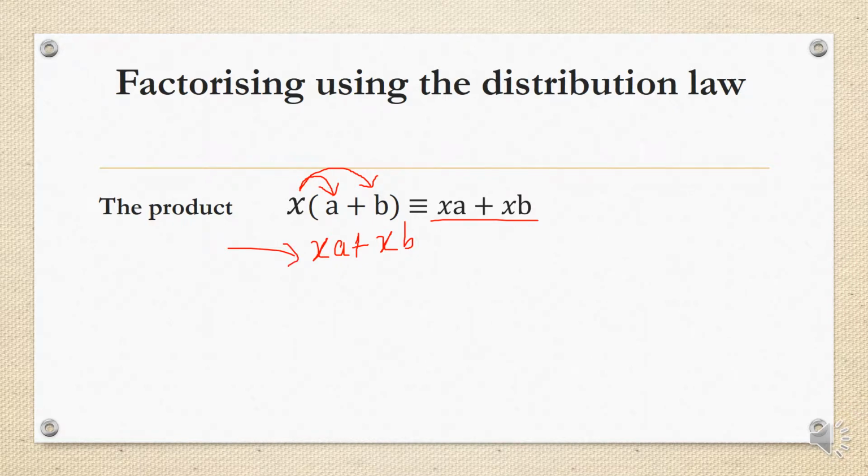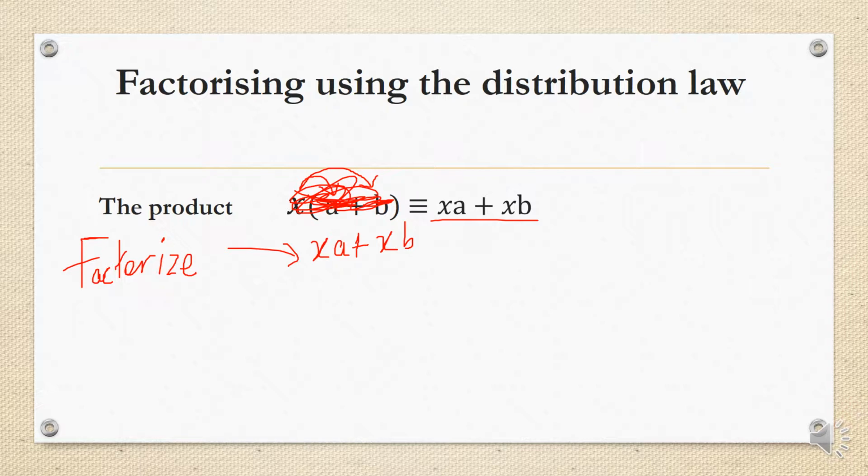Let's say I didn't have this bracket at all, and I have this expression here, xa plus xb, and the question asks me to factorize. There is no bracket to expand, right? How would I factorize this expression? When we are factorizing, we are taking out the things that are common and we are putting the other things in brackets. So let me demonstrate.